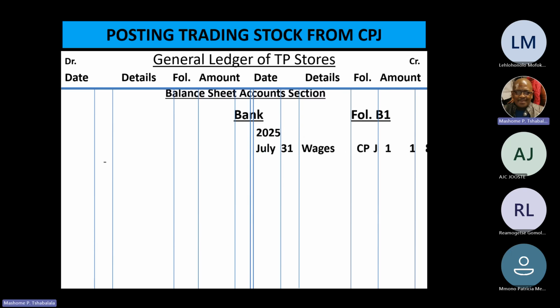Then we have the transaction of wages. What will happen with our wages? When we pay wages, bank will decrease on the credit side, wages will increase on the debit side. Remember, wages is an expense. Once we pay the expenses, it means they accumulate on the debit side. But now our posting is not about this. This is just basic information.